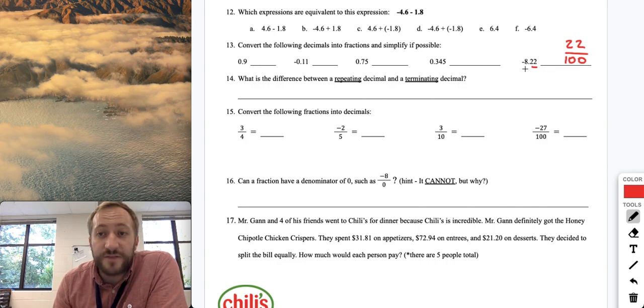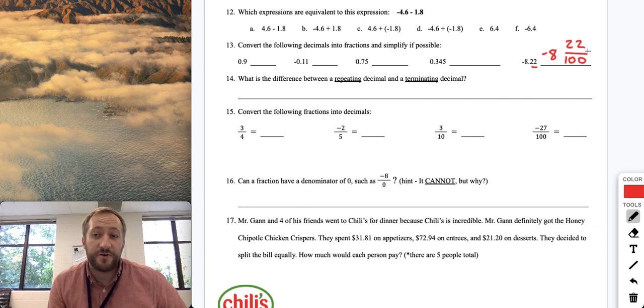And then look at this before the decimal. I have this negative 8. If it's before the decimal, that means it's like a whole number. So I have negative 8 before the decimal. I'm going to put it right here. Negative 8, and then this 22 over 100. Notice how I put the negative with the 8. I don't put it up here with the 22. It stays with the whole number.